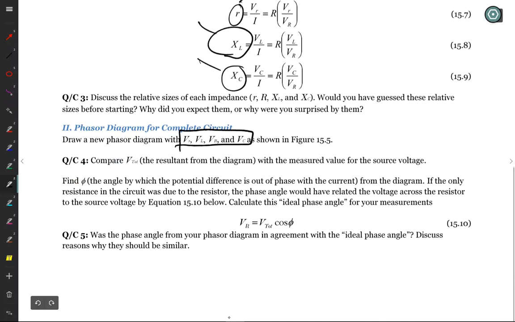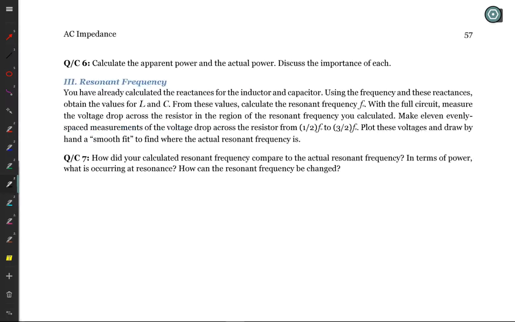Then you're going to calculate that. Was the phase angle in agreement with the ideal phase angle? What's the ideal phase angle? What phase angle would you be charged only for the power you're using? Yeah, 0 is the ideal.